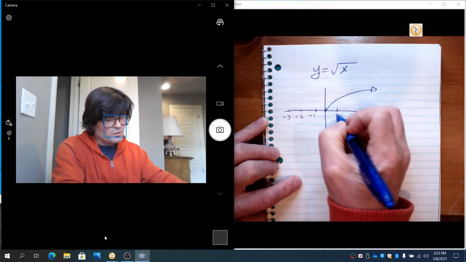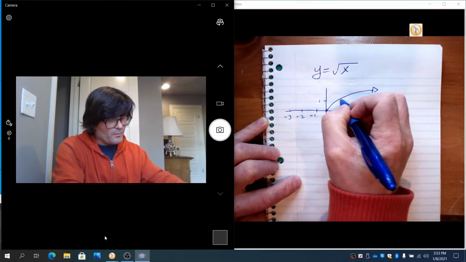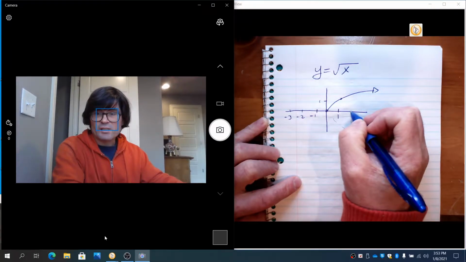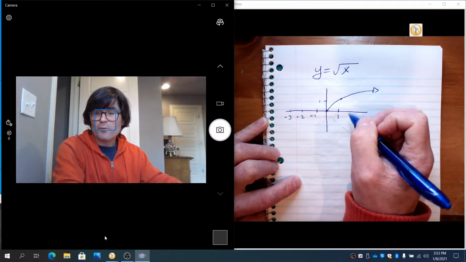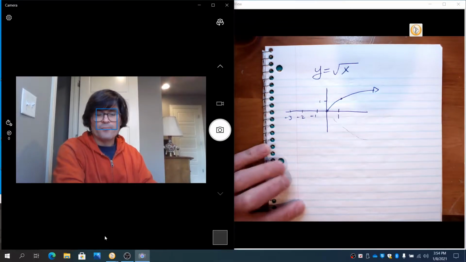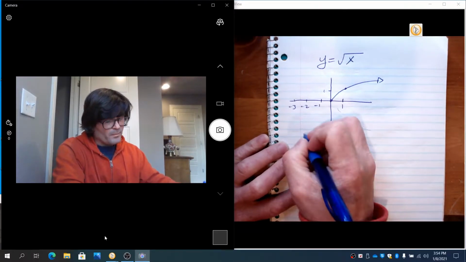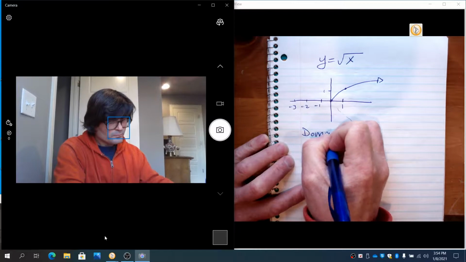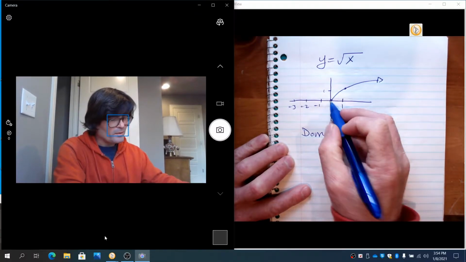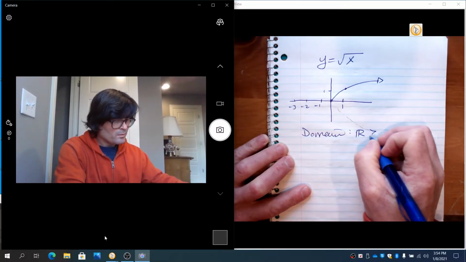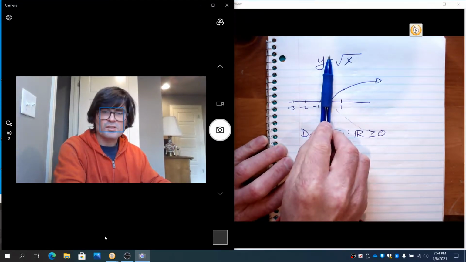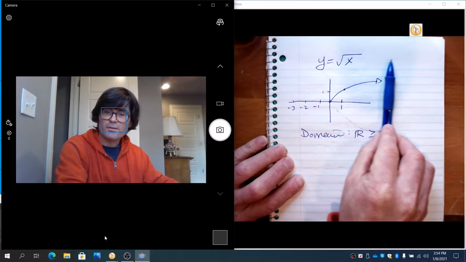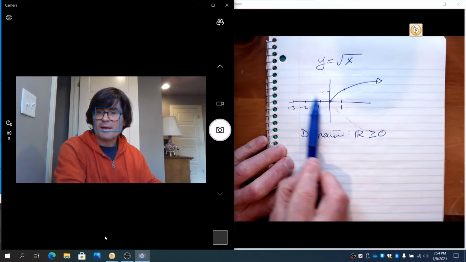And when x is 1, y is 1. And then when x is 4, y is 2 way out here, and so forth. So the graph looks like this. For starters, the domain of the graph is all real numbers that are bigger than or equal to 0. And that's because on the x graph, we start here and we go right. So there's graph to the right. There's not graph back here.